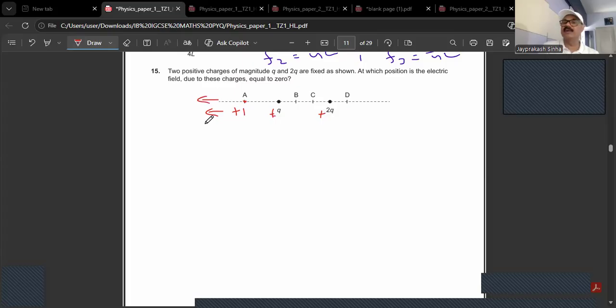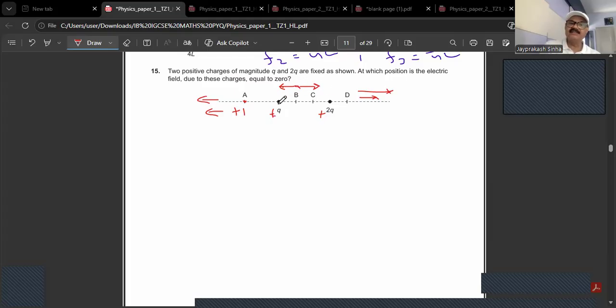So they are not going to cancel. Here also, due to this 2Q charge, this one, due to this Q charge, this one, so they are not going to cancel. So A and C are eliminated. Now we see options B and C. For B, because here the charge is 2Q, the force of repulsion will be like this. Okay. And for this, the force of repulsion will be like this. Both will cancel each other because here 2Q is there, distance is more, so this will be smaller.